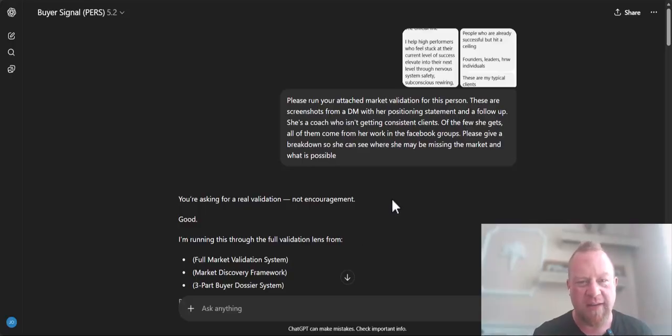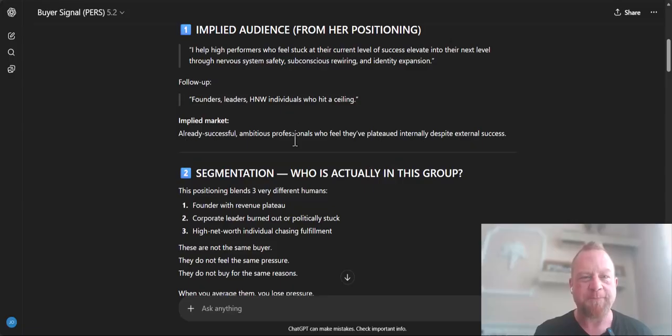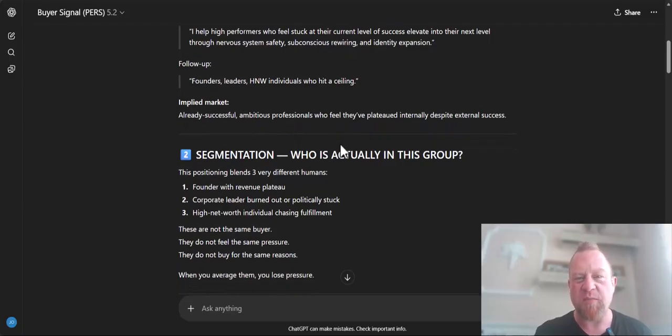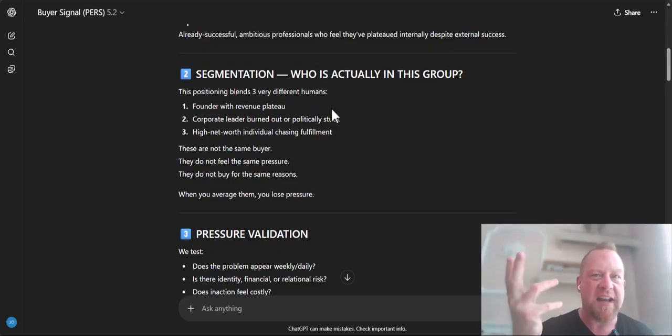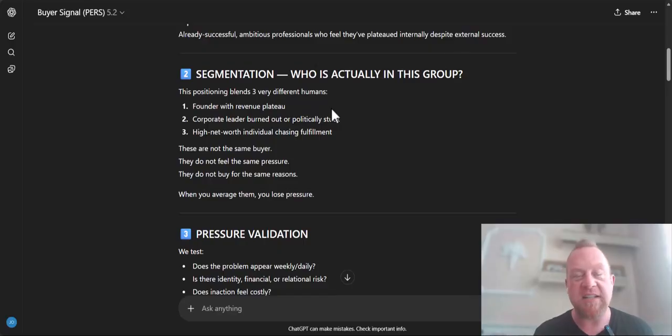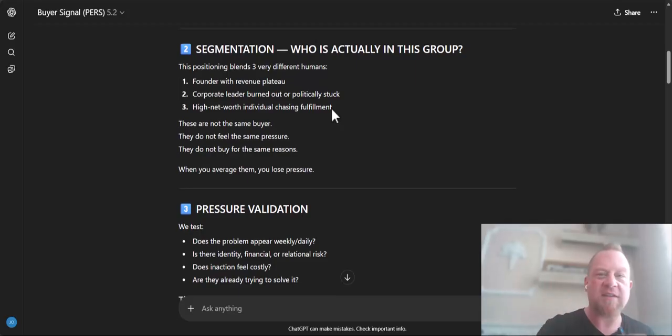Now, it's not quite done, but we can start. The implied audience from the positioning right here: already successful, ambitious professionals who feel like they've plateaued despite external success. So this is the first piece, segmentation. Who are these people? What we do is have AI go out there and check both external data as well as the data that it has. Remember, these things have been trained on essentially anything that's been burped onto the internet since the dawn of the internet.